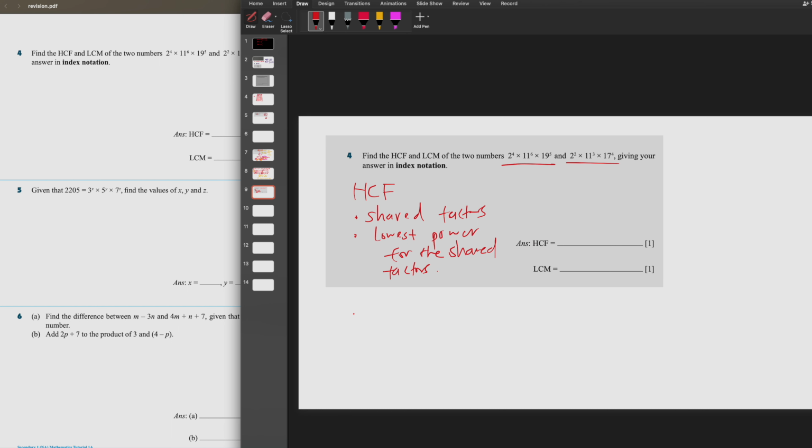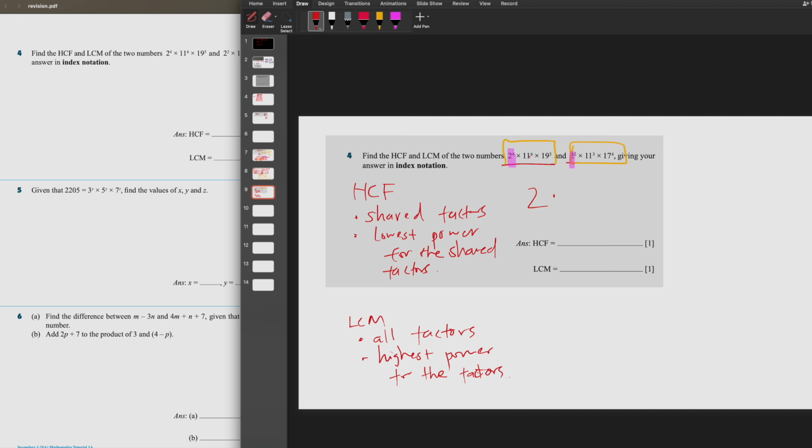So what is the definition for LCM? All factors and highest power for the factors. Okay, so I'm going to use this. If you look at this and this, what are the shared factors? Can you see they both have 2 and 2? Good. So 2 is shared.